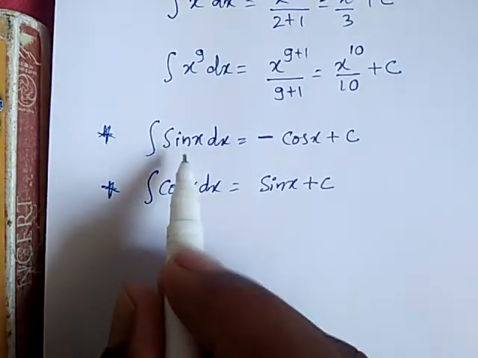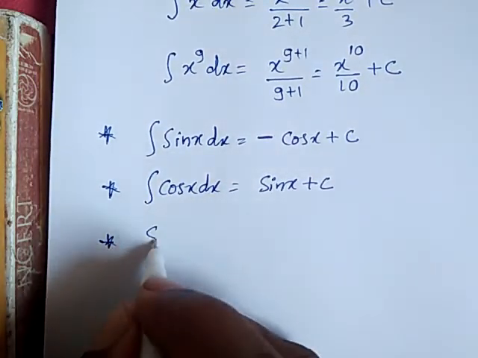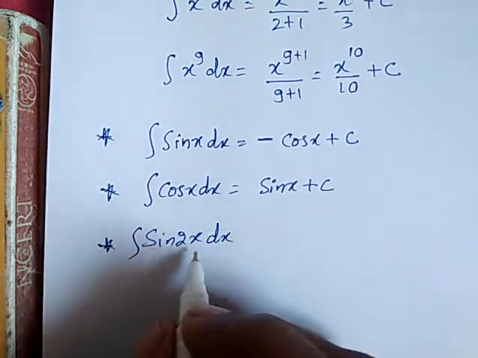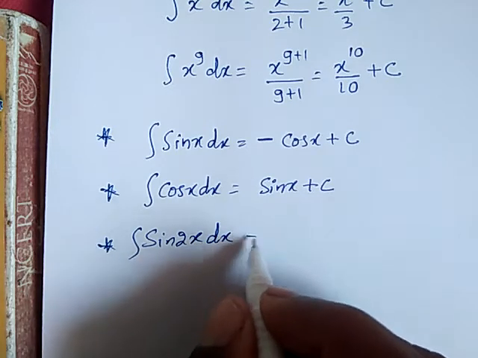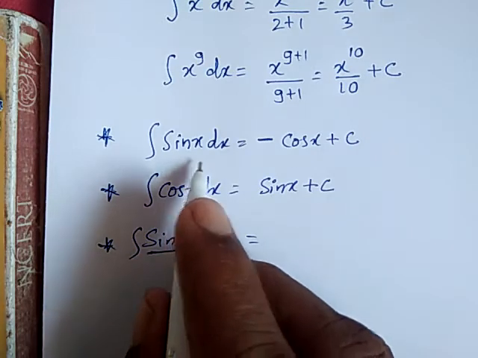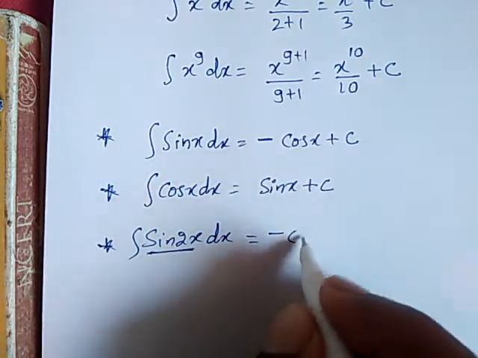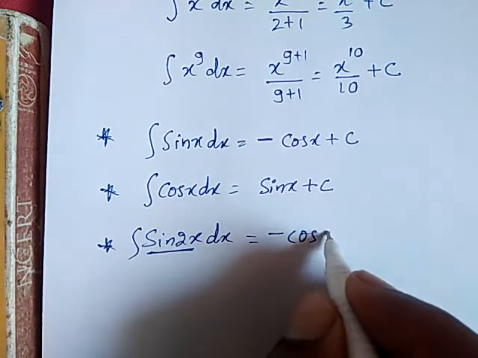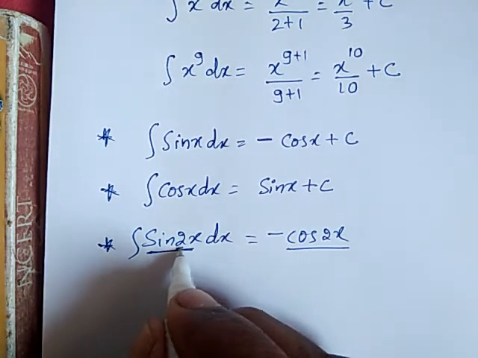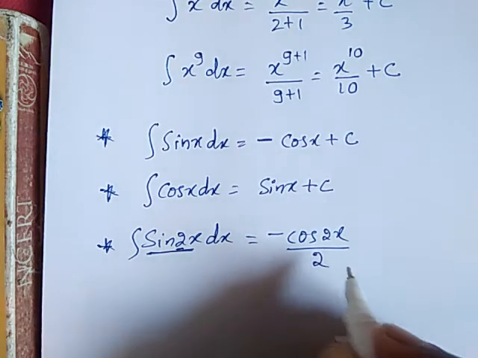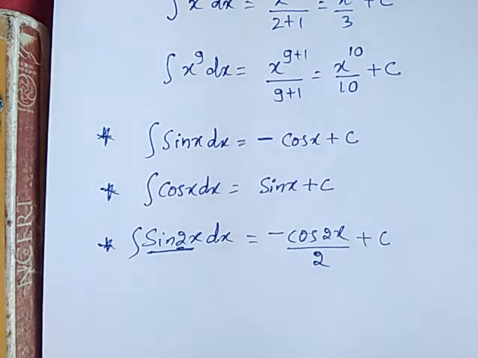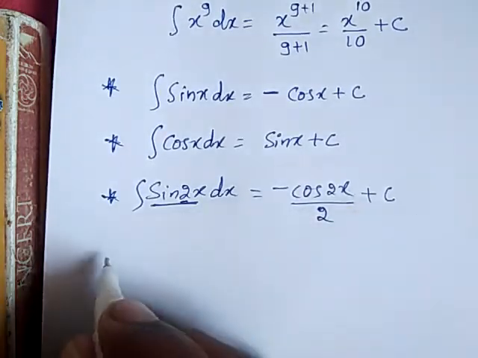Instead of sin x, if they have mentioned sin 2x, how to solve? Integration of sin 2x dx. You know the integration of sin x is minus cos x. So minus cos, and instead of x here 2x is given. Whatever the number is with x in the angle, you write that number directly in the denominator of the minus cos 2x plus c. This will be the integration, where plus c is the integration constant.